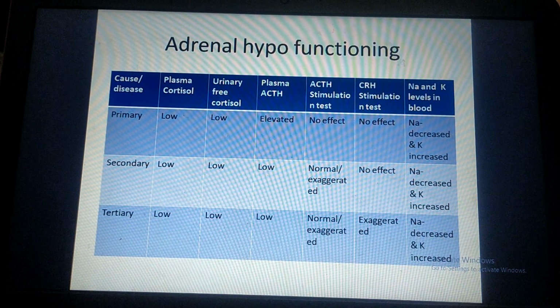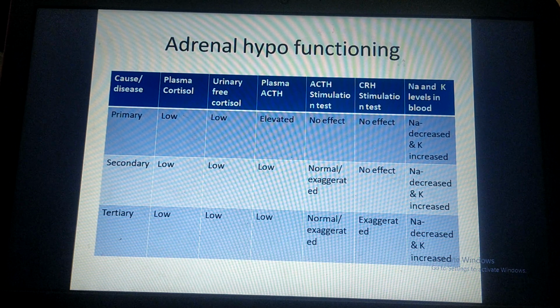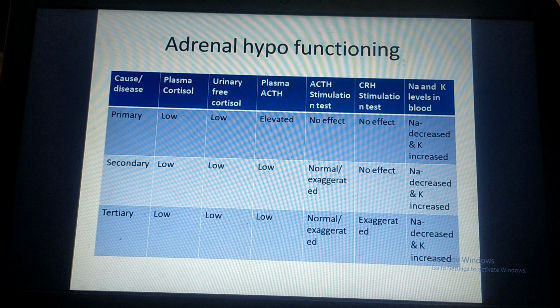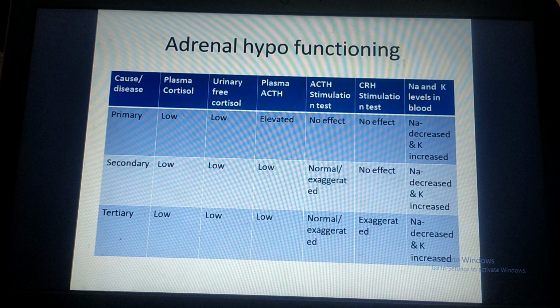Now coming to the tertiary cause, here the hypothalamus is defective. Therefore, there is less synthesis of CRH, less stimulation of the pituitary gland, less synthesis of ACTH, less stimulation of the adrenal gland and hence less secretion of plasma cortisol. If you measure urinary cortisol level, it is also very low. Here the plasma ACTH level is low because of less synthesis by the pituitary gland, but the pituitary gland here is normal and responsive to CRH.